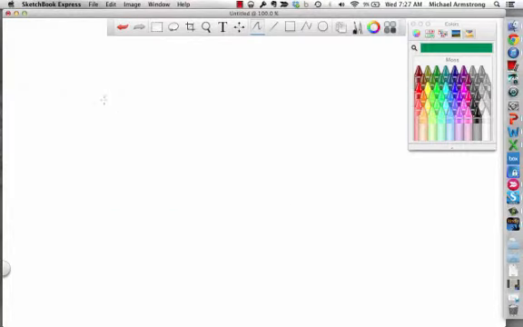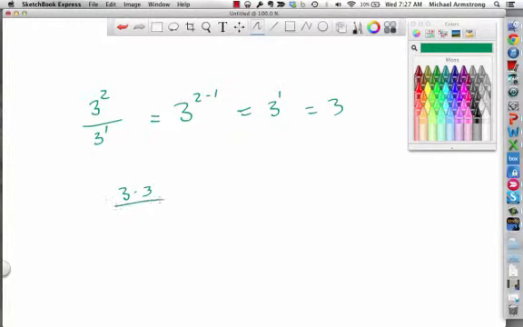Real quick, what if we did something like 3 to the 2nd power over 3 to the 1st power? That would be 3 to the 2 minus 1, which is 3 to the 1st power, which is just 3. Again, you can see that if you have 2 3's over 1 3, you're just left with 1 3.